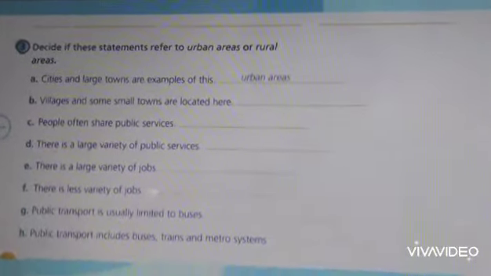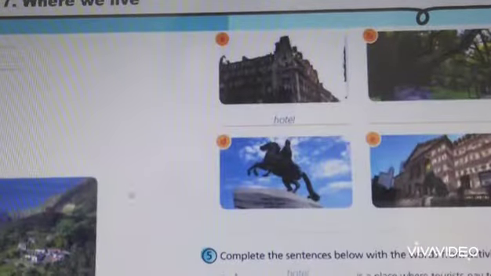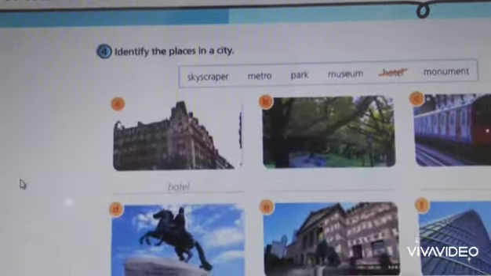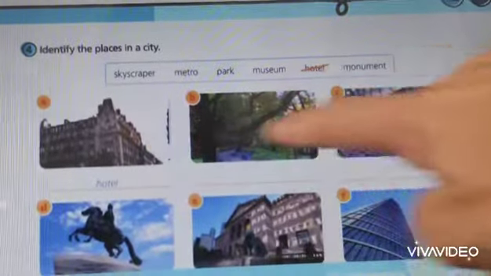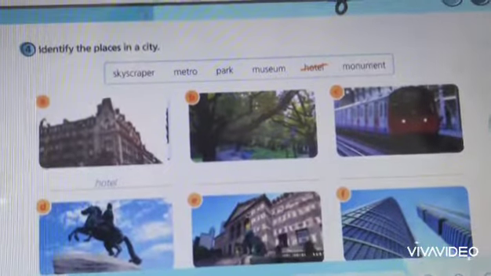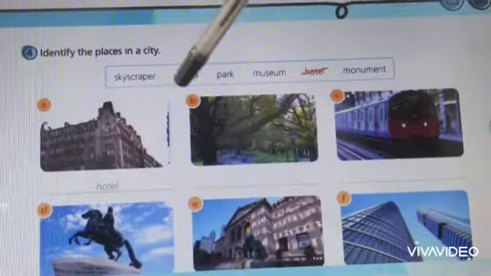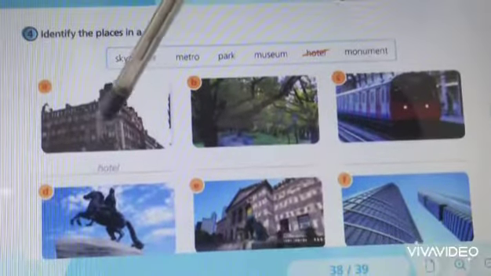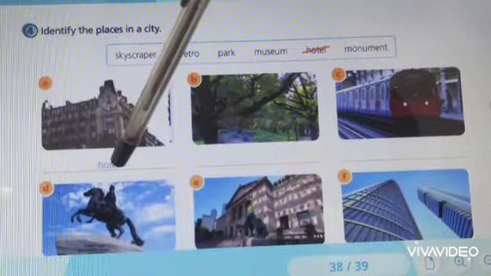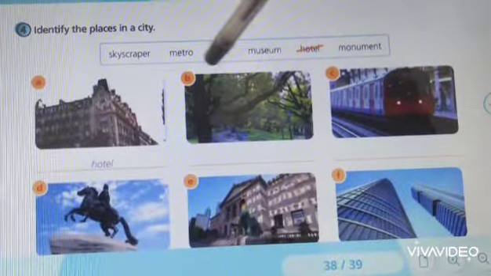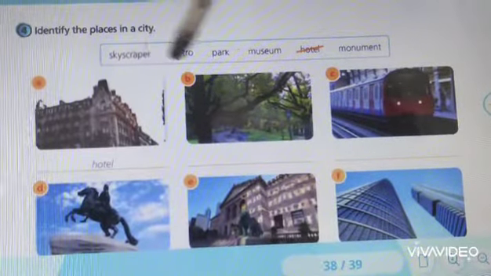And then we are going to complete exercise number 4. In exercise number 4 in your book, you have to look at the photos here and identify these different places, the names of these places that you can find in a city: skyscraper, metro, park, museum, hotel, or monument. In the first one, letter A, the photo corresponds to a hotel. So look at the different photos and write under or below the photo the name of the places in the city.